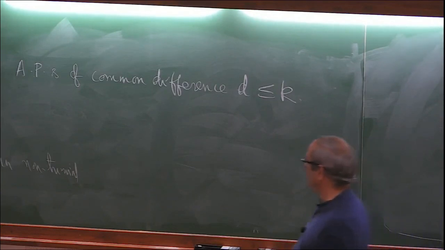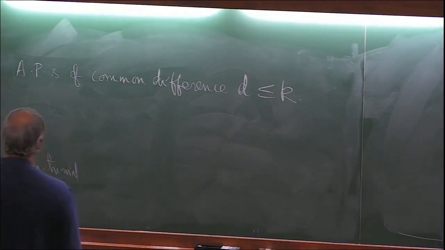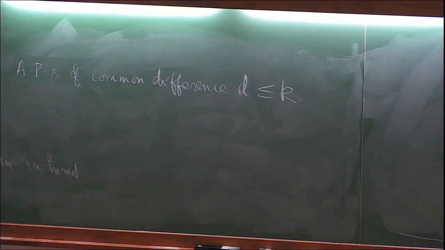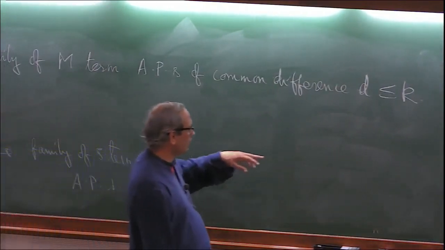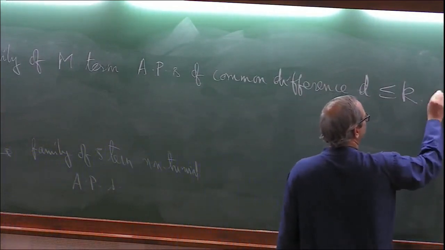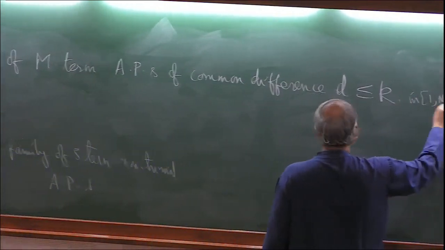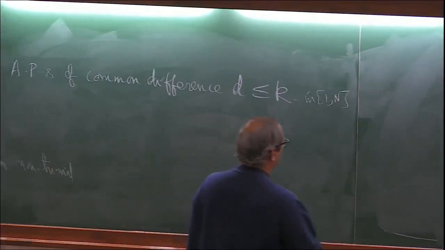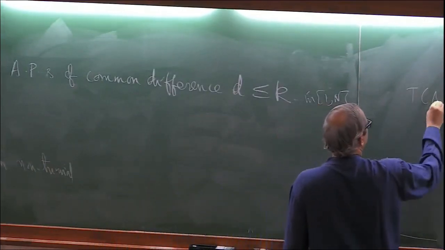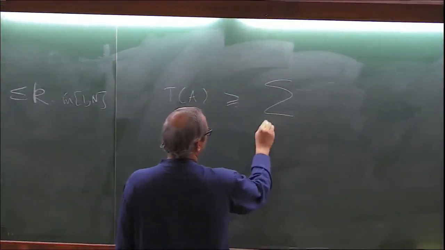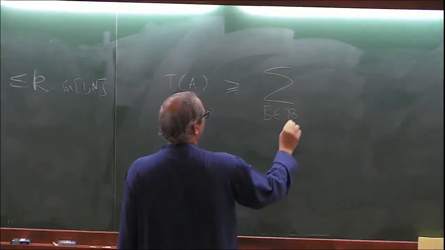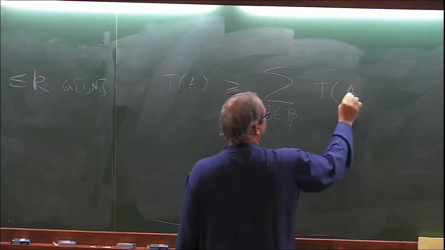M-term APs are inside 1 to n. Yeah, in 1 to n. Common difference D in 1 to n. So now, therefore, you have T of A is greater than or equal to the summation over B in the family of T of A intersection B.